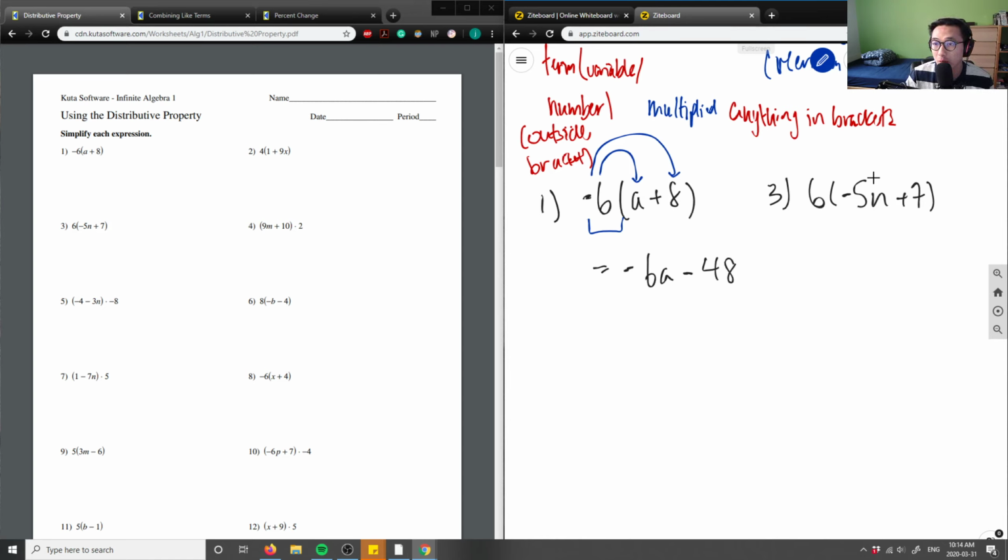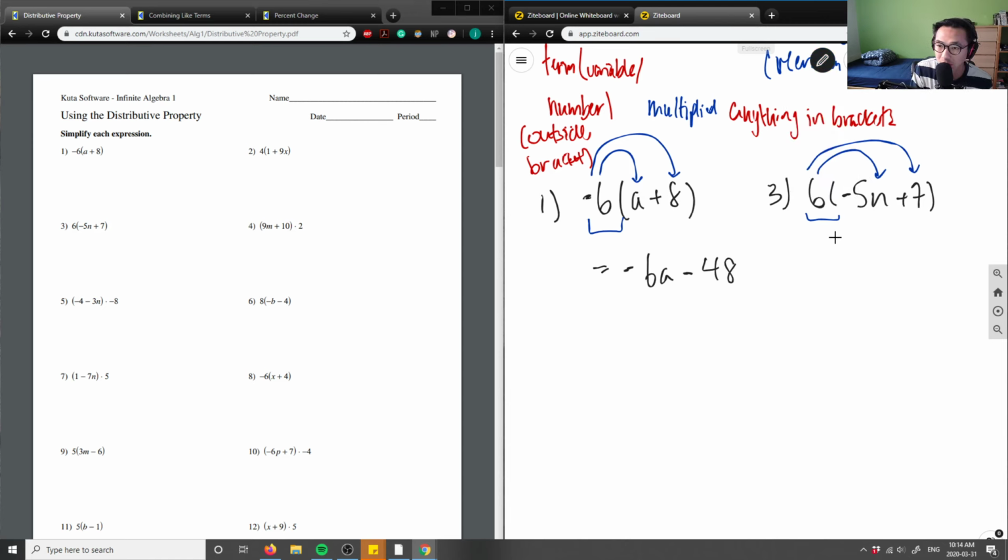So as you can see here, we have, what do we have? We have a 6, which is outside the bracket, and this is going to get distributed into the bracket. So it's going to help break up the bracket. It's going to be multiplied by this -5n here, and then it's going to be multiplied by the positive 7.